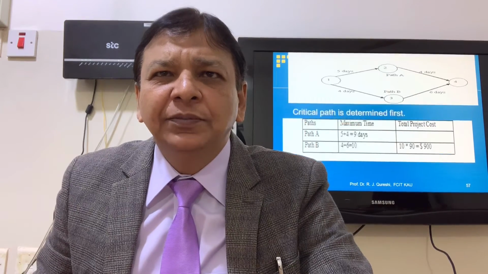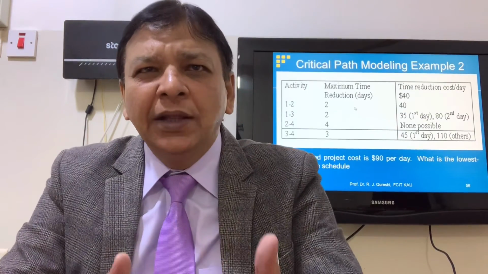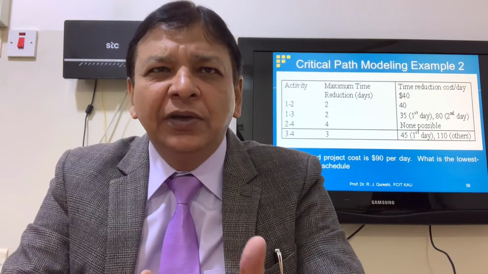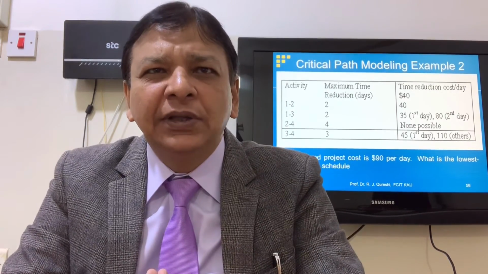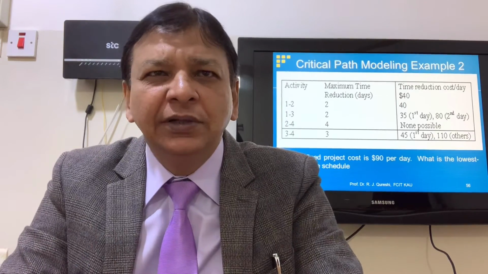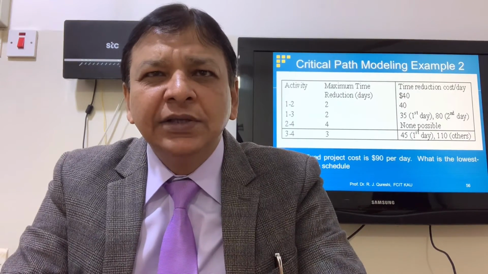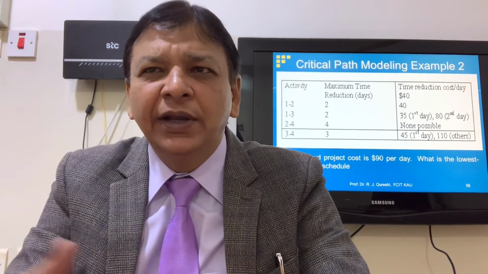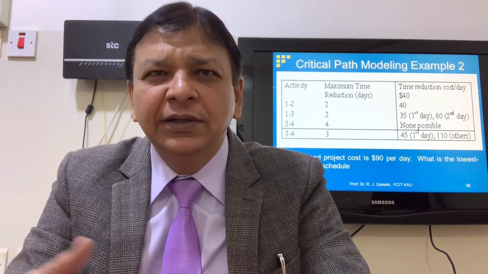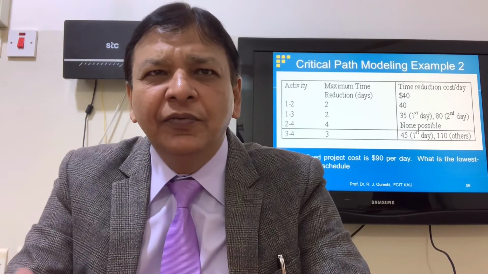Can we reduce further? Yes. Path A can be reduced 2 days because 1 to 2 we have maximum 2 days reduction. So it is the second day for 1 to 2, cost is $40. In case of 1 to 3, second day cost is $80. Second day cost 3 to 4 is 110. 80 versus 110, 80 is economical. We'll cut down 1 day from 1 to 3.